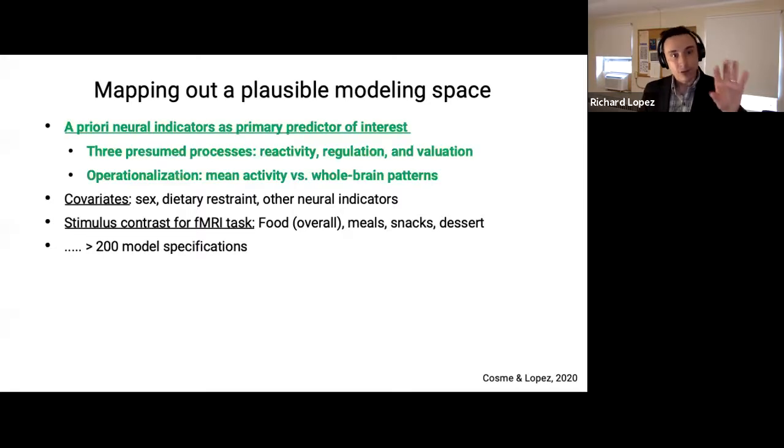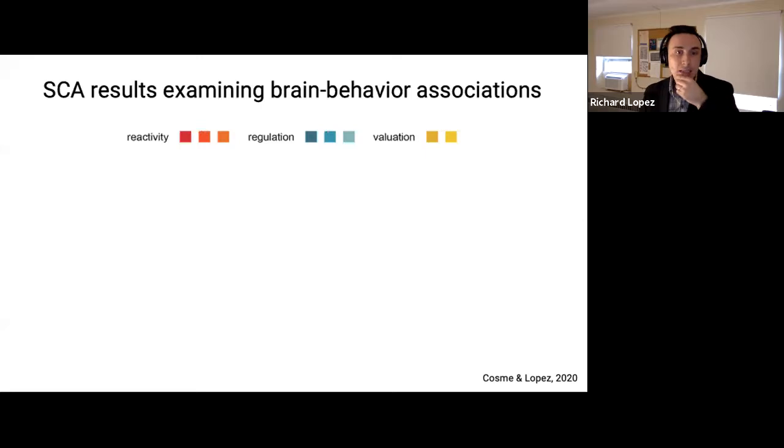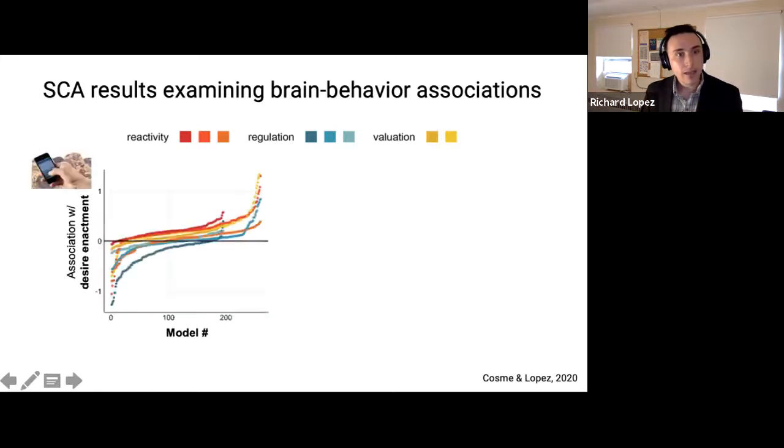So we were really interested in our a priori neural indicators. And just to lay it out here, we had 8 total, and they corresponded to either reactivity, regulation, or valuation, according to that 3-process model I was just telling you about. And our outcome measure of interest, one of our primary outcome measures of interest, was desire enactment, how frequently they gave into their desires to eat.